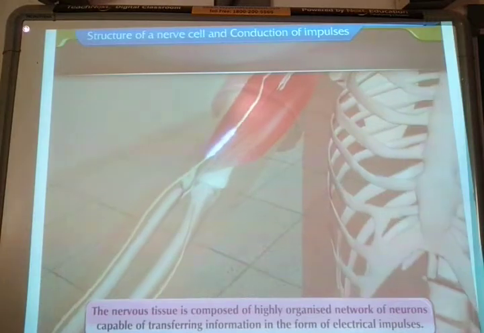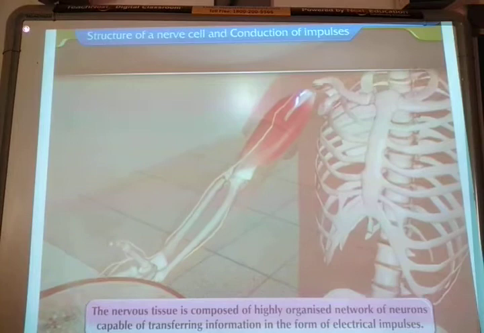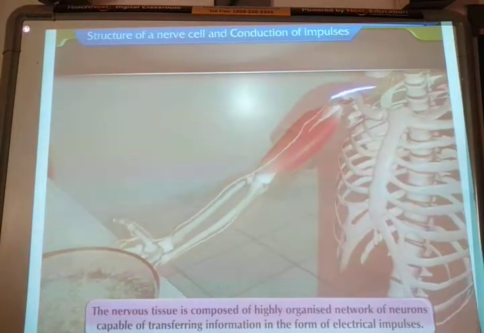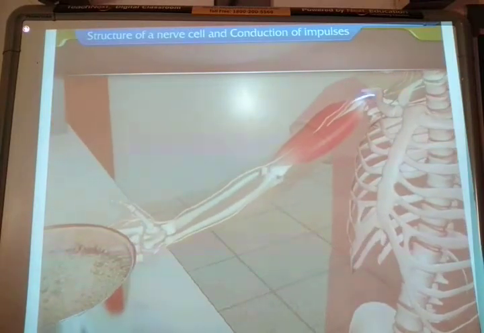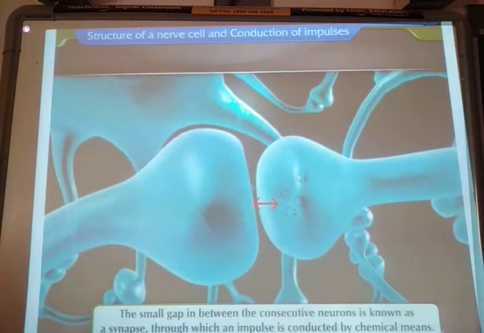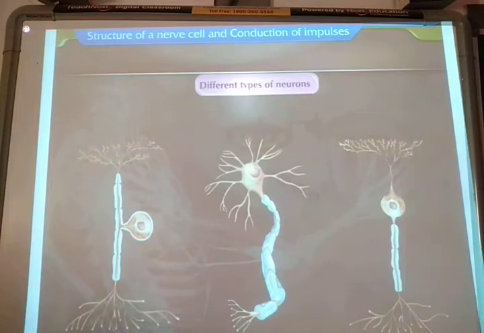Thus, the nervous tissue is composed of a highly organized network of neurons capable of transferring information in the form of electrical impulses from one part of the body to another. The small gap in between the consecutive neurons is known as synapse, through which impulse is conducted by chemical means. As we have studied the conduction of impulses through neurons, let us now understand the different types of neurons performing specialized functions.